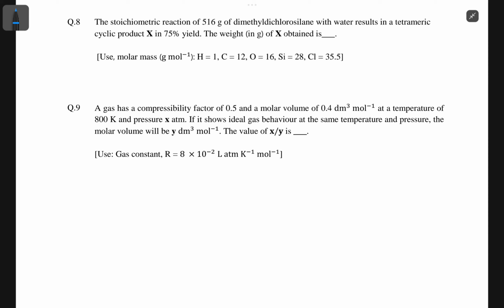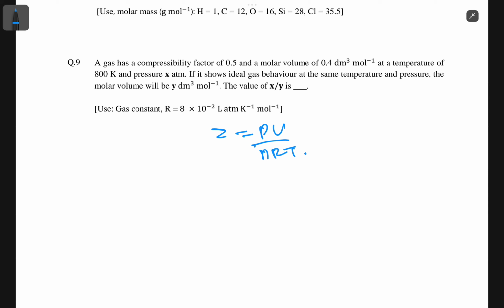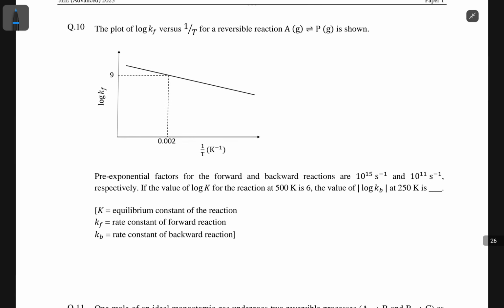The next one is way too easy. Z is just PV upon nRT. Just put that in and you should get the answer. This one was like way too easy. I think this should have been in a mains numerical type in mains of chemistry. Like, I don't know. 2023 was supposedly a good paper, but I don't see many good questions.